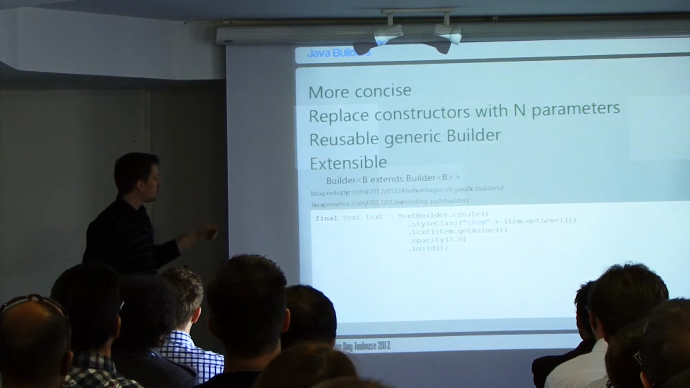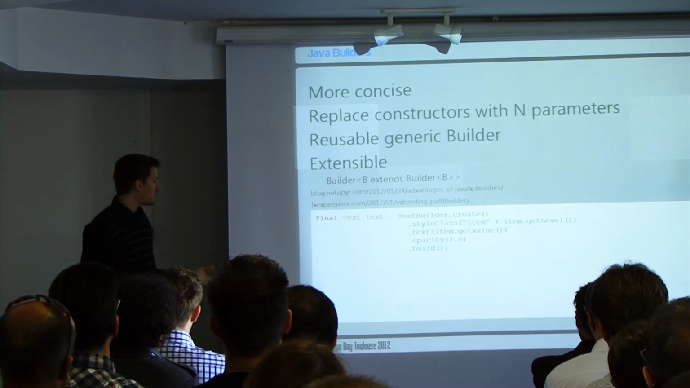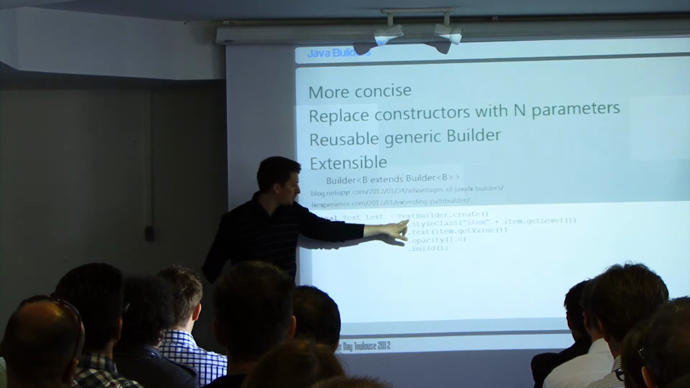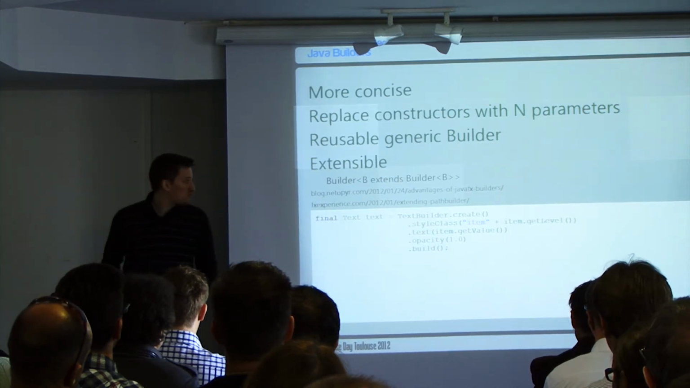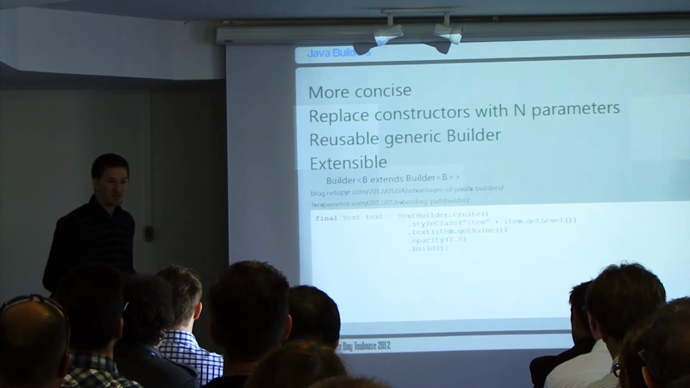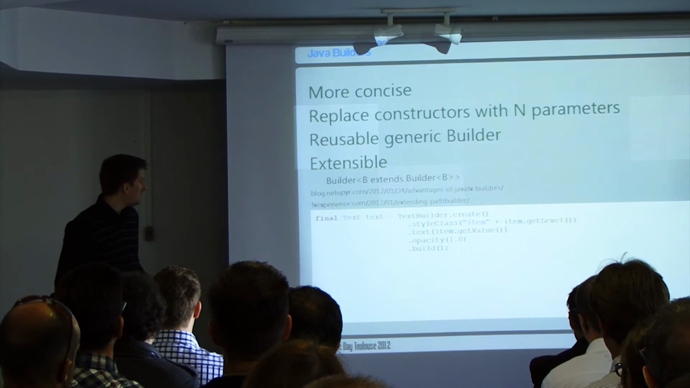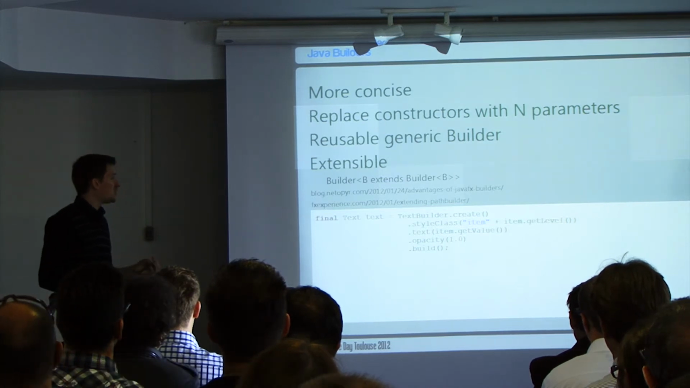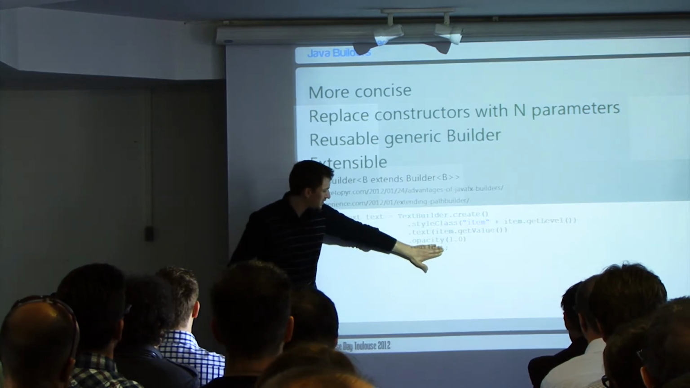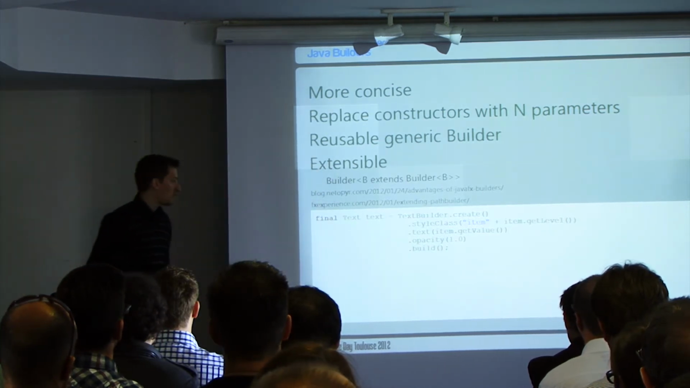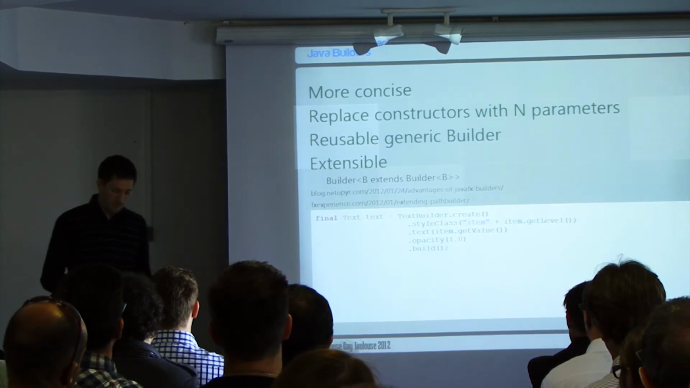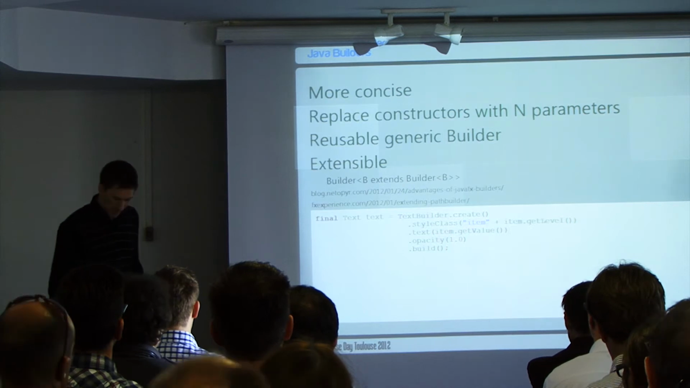It's a more concise way to declare attributes on objects. Got an example here. They replace constructors with n parameters, which are difficult to maintain and difficult to read. You can use a reusable generic builder to create a builder, but not build it. And they are extensible. You can extend the default Java builder provided by Oracle.